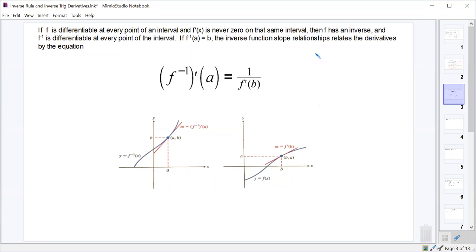They're a reflection of each other over y equals x. All right, the reflection over the line y equals x. That's the first and most important thing, the reflections over y equals x. And that's very important because it tells you that for any y value on one, it's an x value on the other, or for any x value on the other one, it's a y value on the other one.